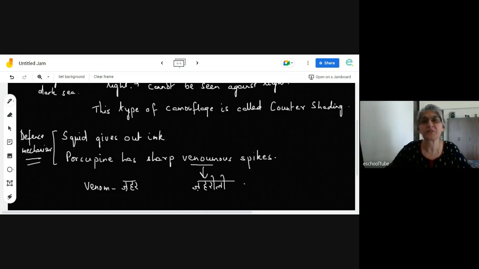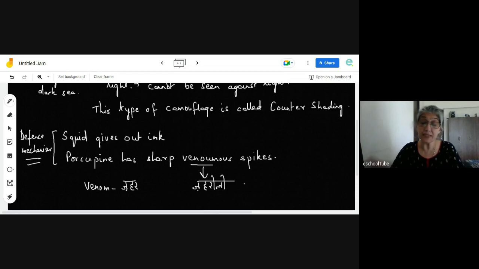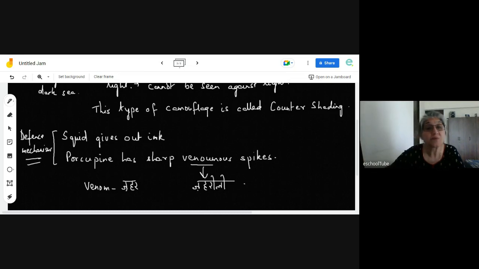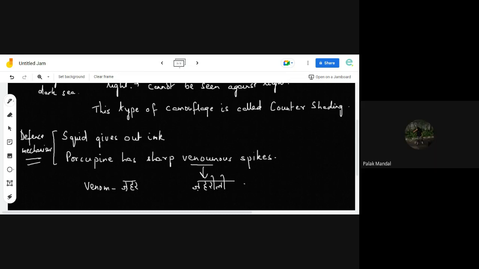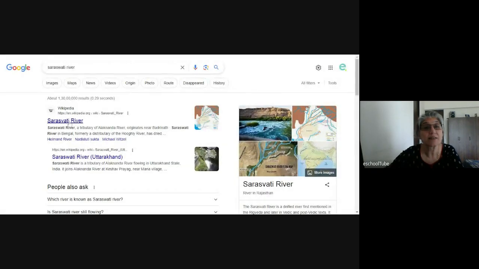Let me check. Saraswati River? Yes, ma'am. Then it makes a delta? At Mathura they meet. Does it make a delta? Ma'am, I don't know. It is a tributary of... let's read it together. Let's see, Saraswati River.